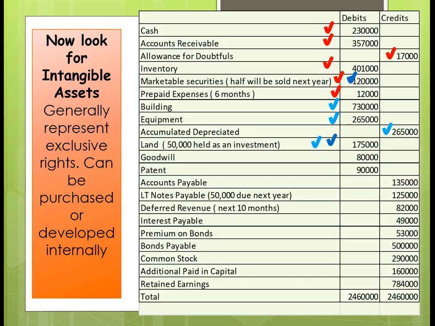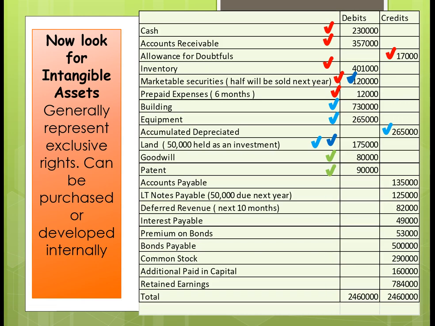Intangible assets generally represent exclusive rights, can be purchased or developed internally, and we have goodwill, which is the difference between the fair market value of what you bought and what you paid for it. If you pay more than the net fair market value of what you receive, you generate goodwill. This is particularly true if you buy another company, and we talk about that again in advanced accounting.